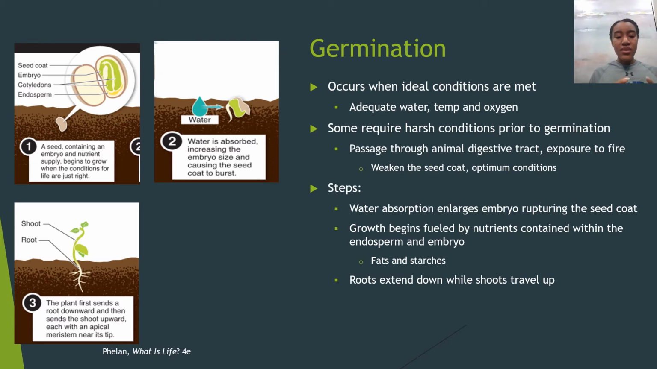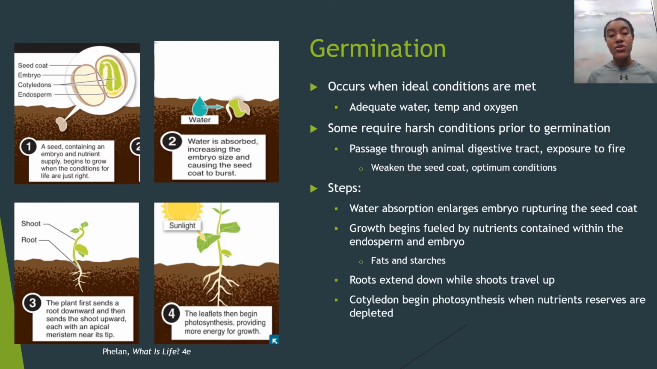And then this is all still fueled by the endosperm. So the starches and fats in the endosperm are still fueling this process until the endosperm is basically run out. And then once the endosperm has basically been used all up, the cotyledon will start to undergo photosynthesis. By this point, the cotyledon should be ready and mature enough to undergo photosynthesis, and that will start providing the starches, the sugars that the plant needs to continue to grow more and more and more. So this is the process of germination.